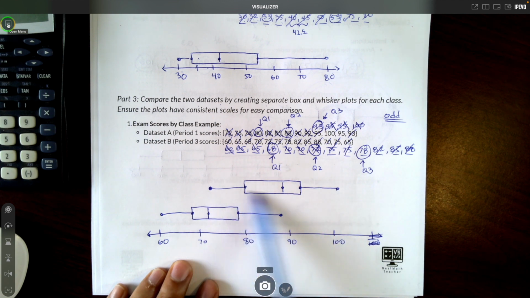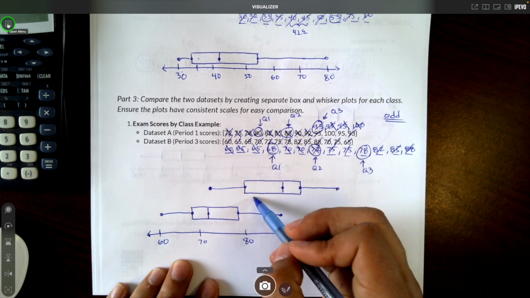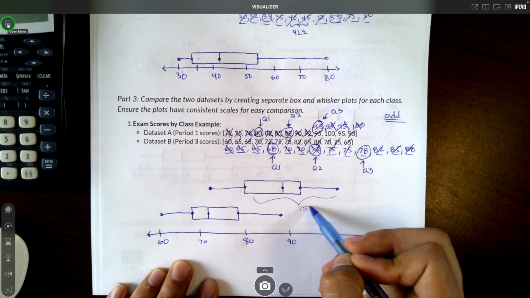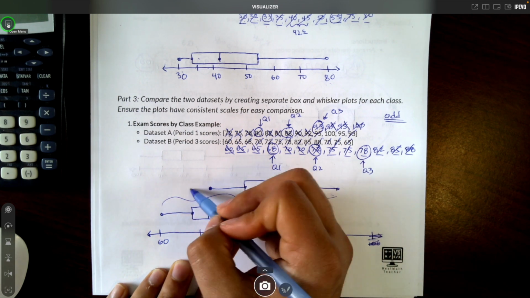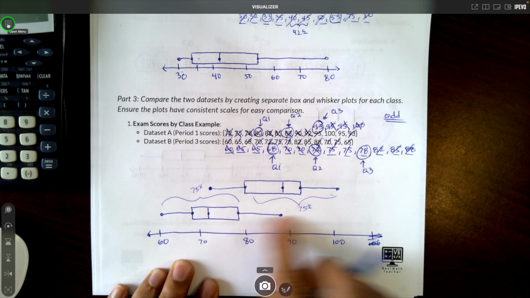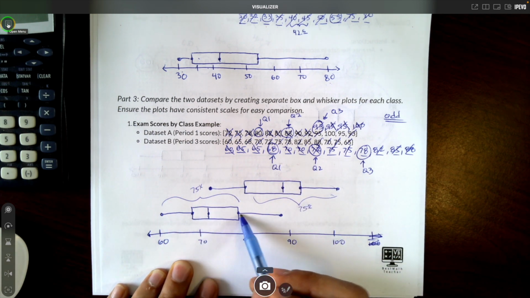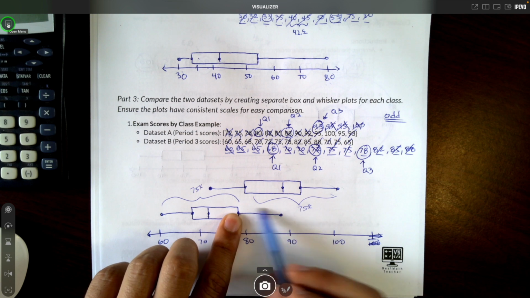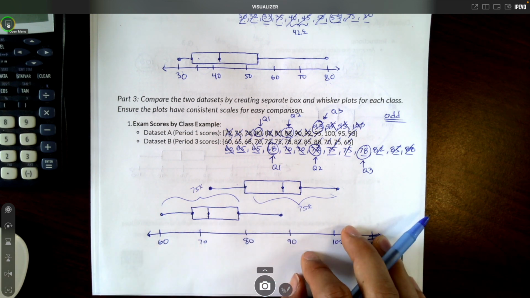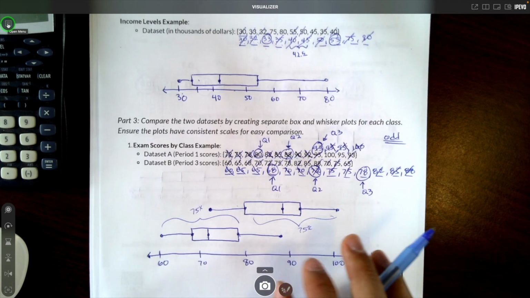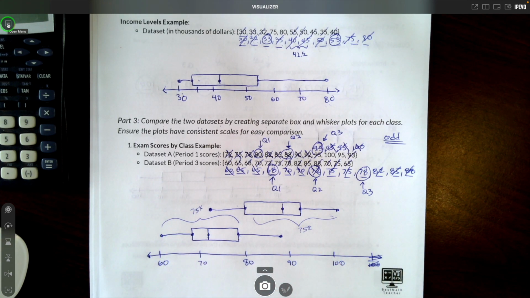This class did way better. How much? This is 75% of the class. 75% of this class did better than 75% of this class. That's a big difference because this is 25, 25, 25. Only 25% of these students did better than the worst 25% of that class. So box and whisker plots allow you to compare the data, and that's what's super cool.